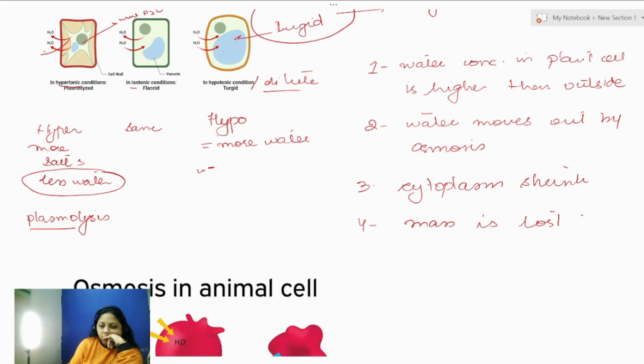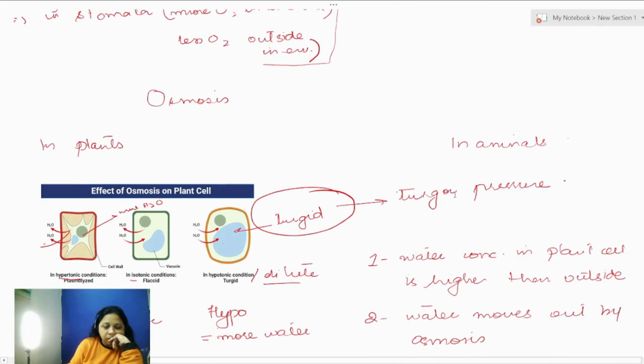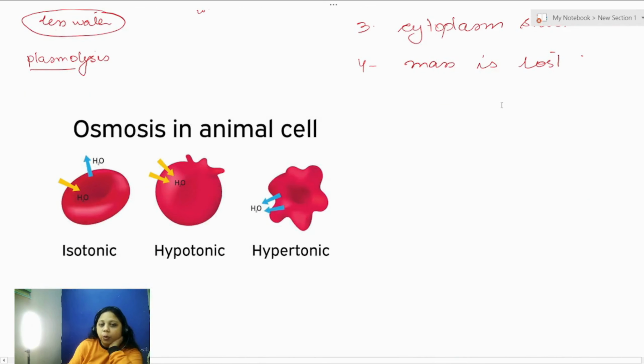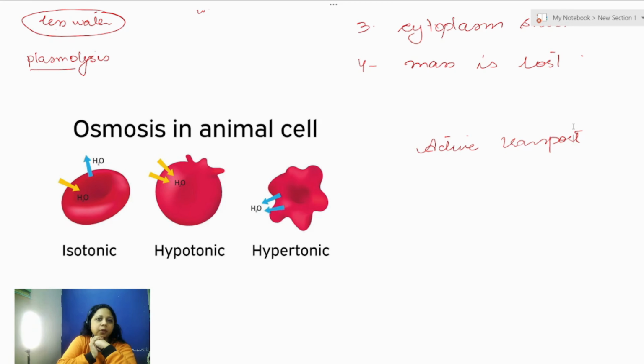Now the last one is active transport. In active transport you might know the name of transport proteins, or protein carriers. Let me explain. What is active transport? Active transport is against the gradient. You have to climb up the hill. If you are not able to climb up the hill, you would take some kind of lift.